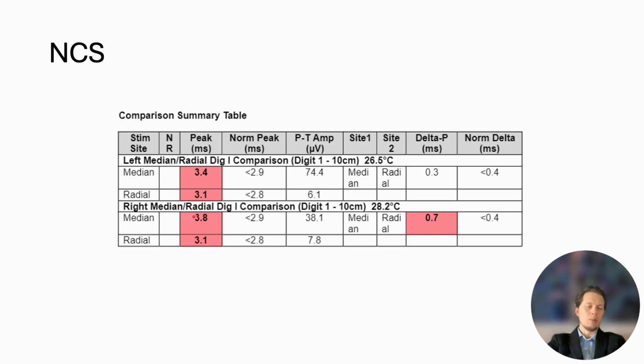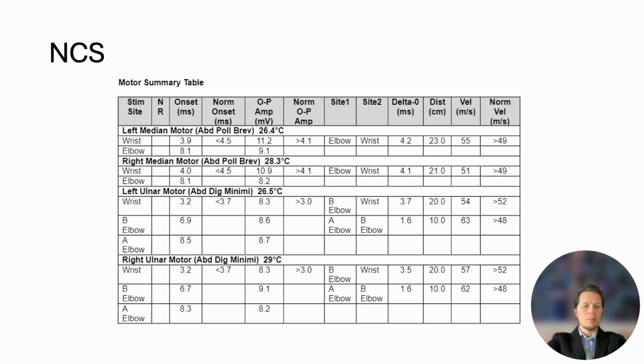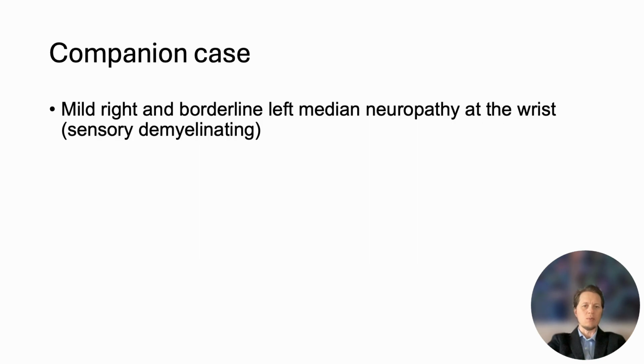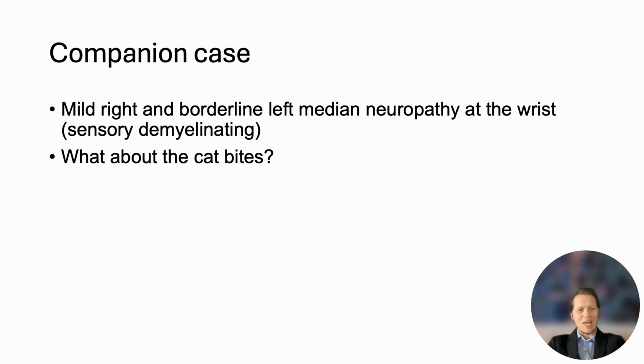Likely mild positive right CTS, but really the left didn't look that exciting to me. Motor pretty much normal, so we're not worried about that. So basically, in this case, we have mild right, maybe left median neuropathy at the wrist, pretty mild stuff. But yeah, we're talking about the cat bites here.